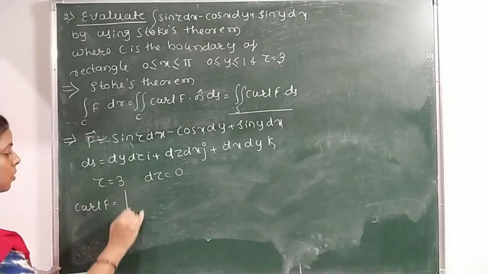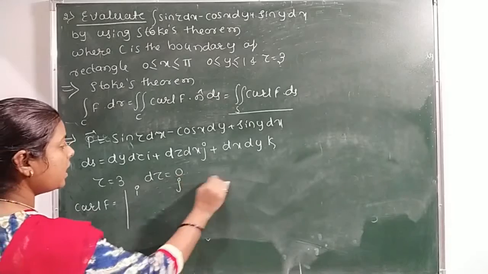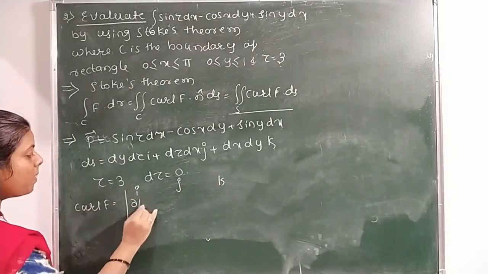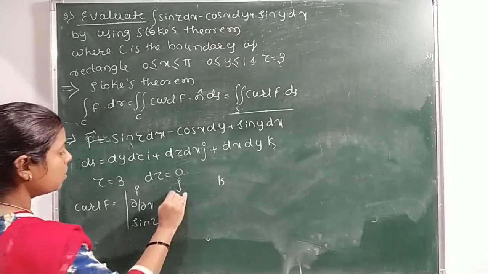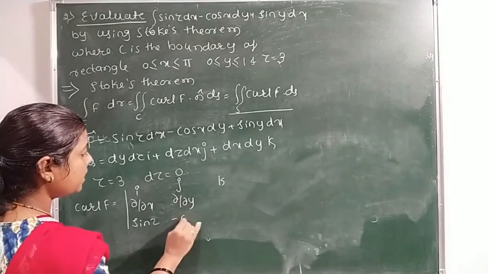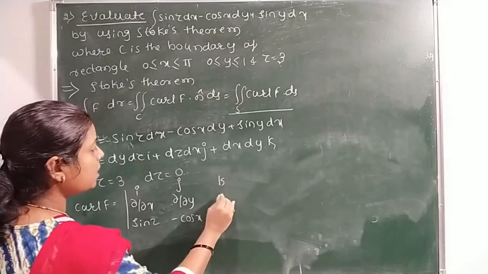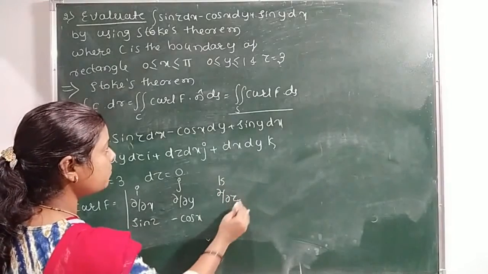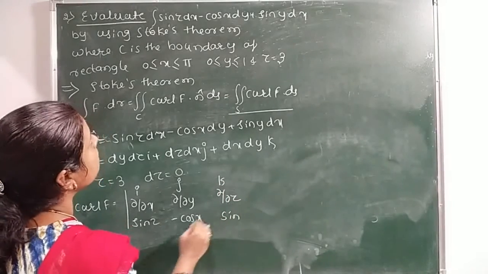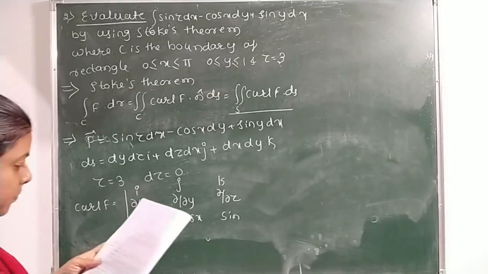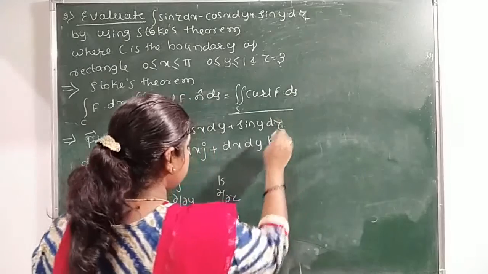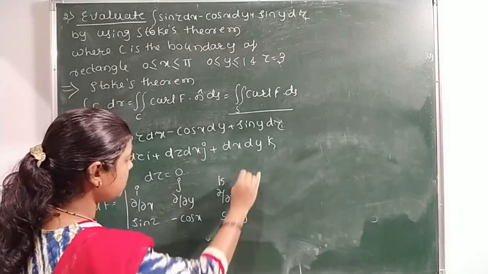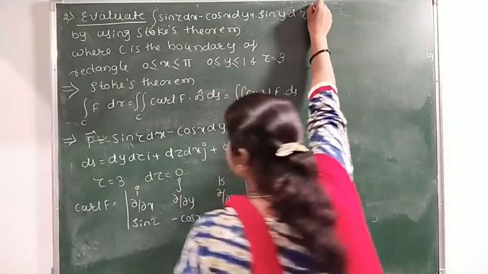Curl f is equal to the determinant with i j k, dou by dou x, dou by dou y, dou by dou z. The x term is sin z, the y term is minus cos x, and the z term is sin y. This is nothing but the z term, sorry, this is the z term. That's why we have to take a sin y here. This we have to expand.